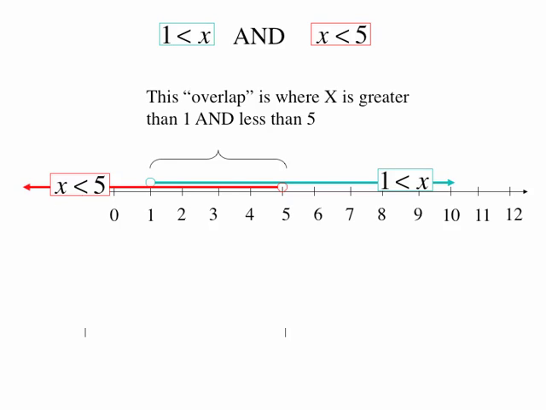That overlap is where x is greater than 1 and less than 5. Any number in that region, 2, 2.5, 3, 4.168, will be a solution to the compound inequality.